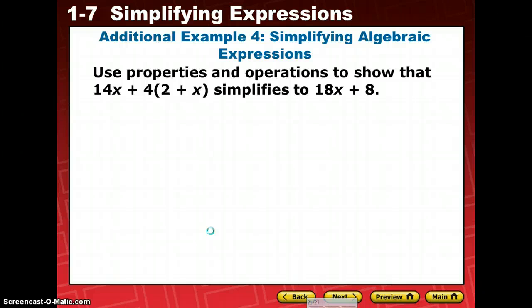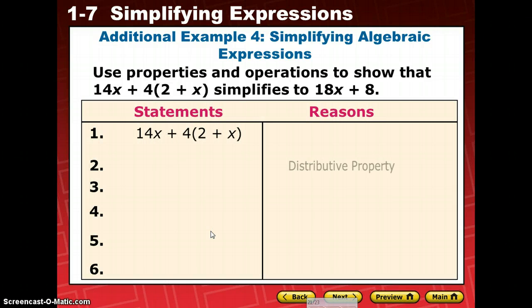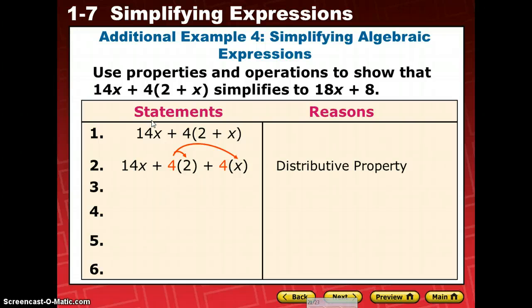Also, if we're looking at this using properties and operations to show that this expression is going to simplify to the second expression, we're looking at 14x plus 4 times 2 plus x. First, we can use the distributive property, because we're going to take 4 and multiply that out, because we can't add the 2 plus the x here. So we could have the idea that 4 times 2 plus x is equal to 4 times 2 plus 4 times x, and that's the distributive property. And then we can multiply out.